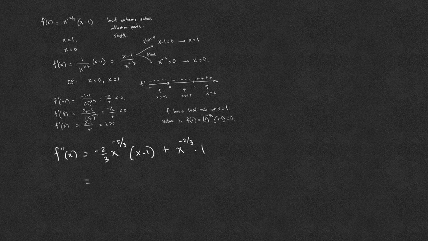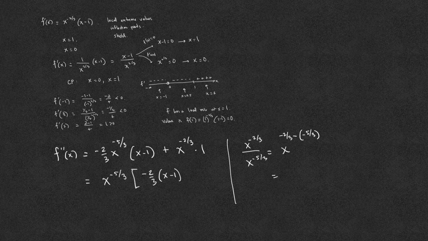We then factor out x to the negative 5 over 3, because that is the lowest power in the factor x. We end up with minus 2 over 3, x minus 1 in the first term, and if we have x to the negative 2/3 and we factor out x to the negative 5/3, then this is x to the negative 2/3 minus negative 5/3, which is x to the negative 2 plus 5 is 3, 3 over 3, so it is only x.